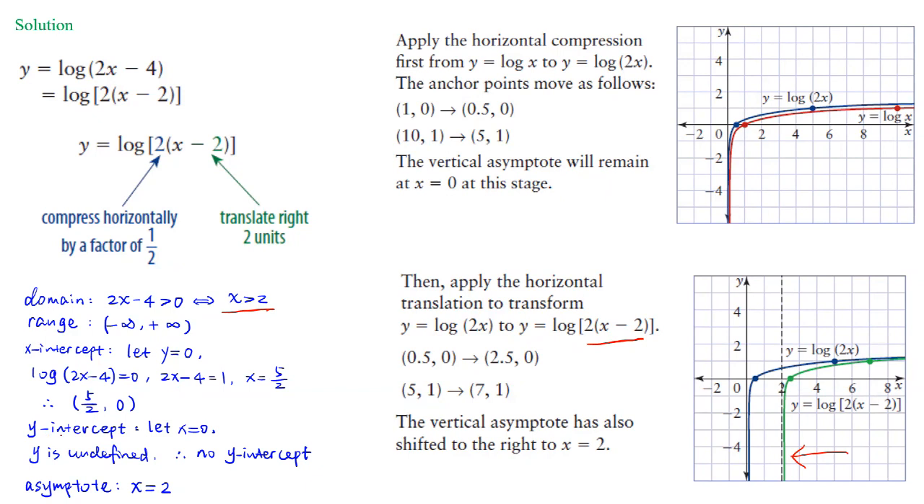(5/2, 0). And the y-intercept: we can just let x be 0 and solve for y. If we let x be 0, you can see that this number here is actually negative, right? So log base 10 of a negative number is not defined, so there is no y-intercept. Also, as you can see in the graph, there is no intersection between this curve and the y-axis, so there is no y-intercept. Asymptote: as we have just mentioned, the asymptote moves to x equals 2 now, okay? All right, so please have a look at the solutions here. Any questions, please let me know, okay?